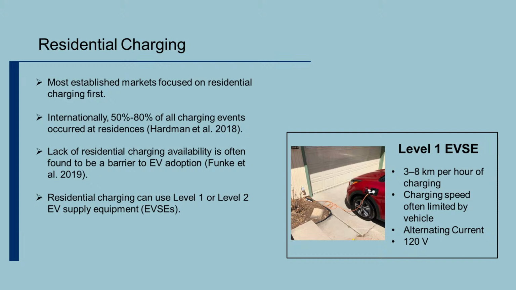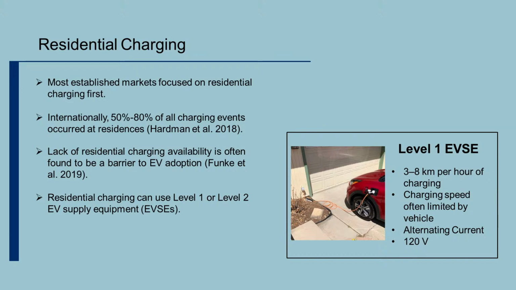There are two types of chargers: the Level 1 charger and the Level 2 charger. Level 1 chargers are the slowest ones. They give you about 3 to 8 kilometers of driving range for every hour you charge. How fast you can charge depends on your car. Some cars can't charge any faster with a Level 1 charger because they are limited by design.